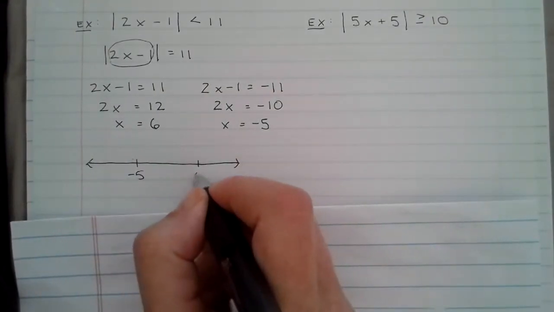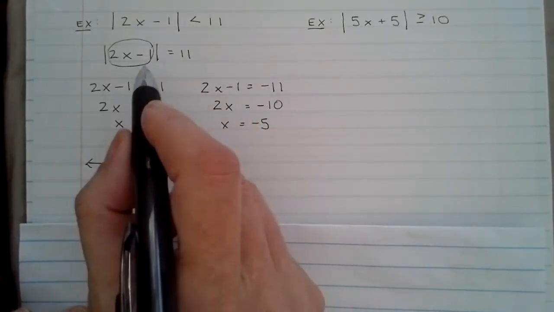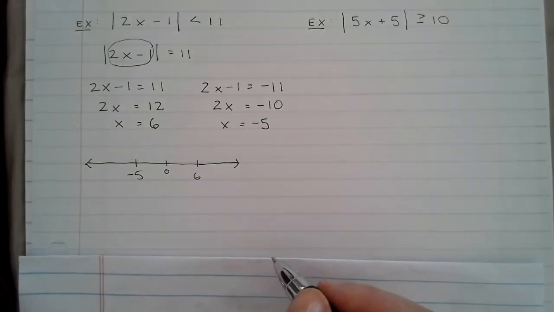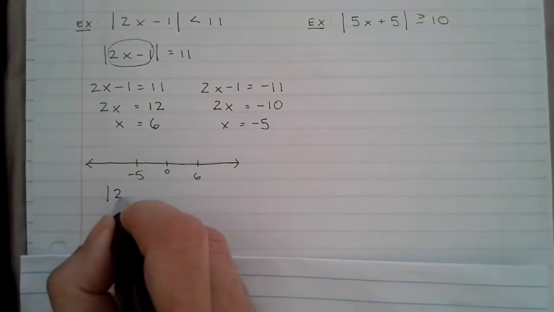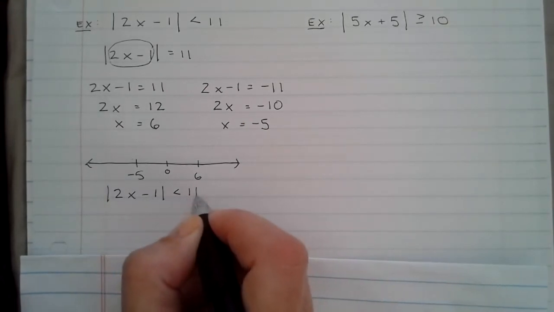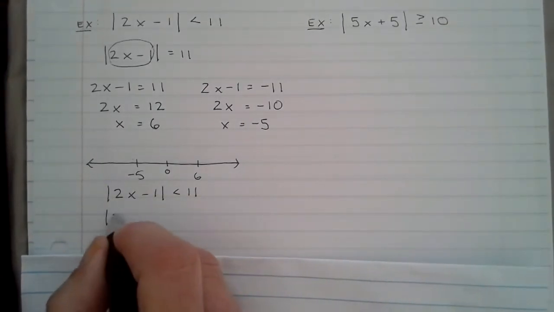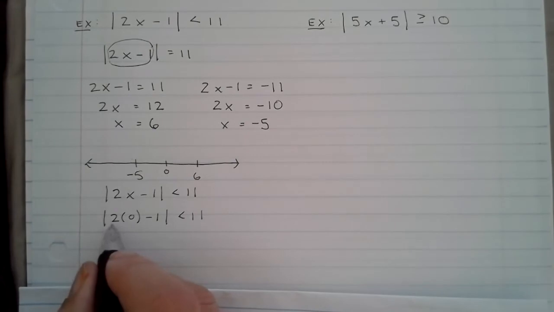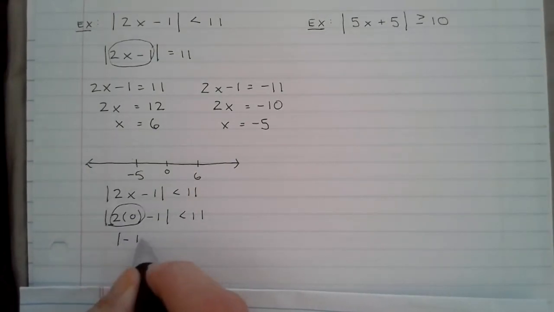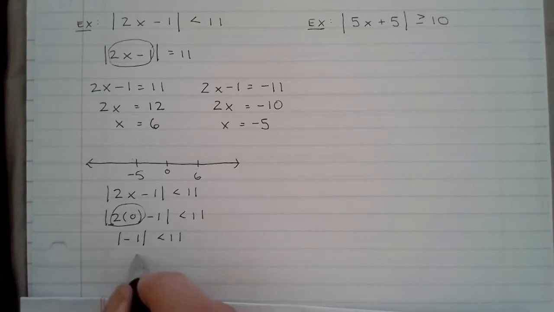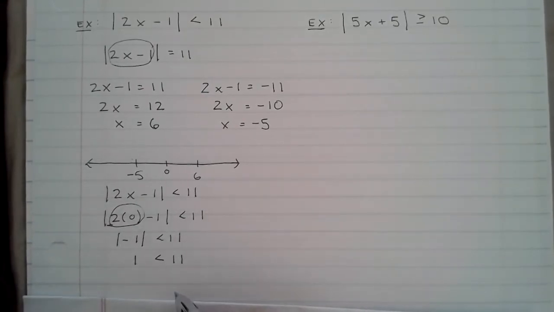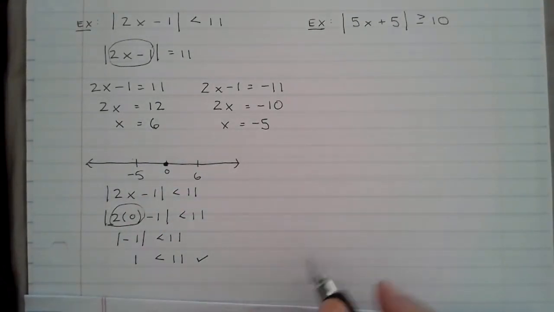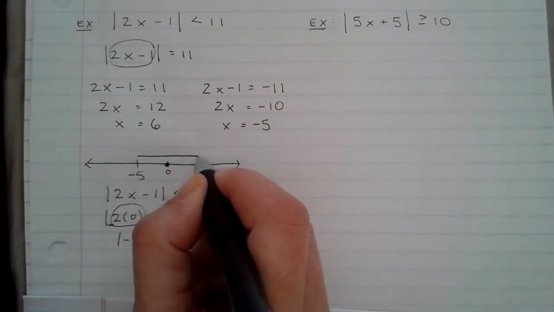-5 and 6. And I'm just going to pick any number I want to plug in to this original inequality. I'm going to plug in a 0 because that just seems like it should be really easy. So instead of the absolute value of 2x minus 1 is less than 11, that's our original inequality, I'm going to do 2 times 0 minus 1. Okay, 2 times 0 is 0 minus 1. I'm getting -1. And the absolute value of -1 is 1. And 1, holy cow, 1 is less than 11. That's totally true, which means this is totally a solution. And because it's between -5 and 6, that's where all the solutions are going to be.